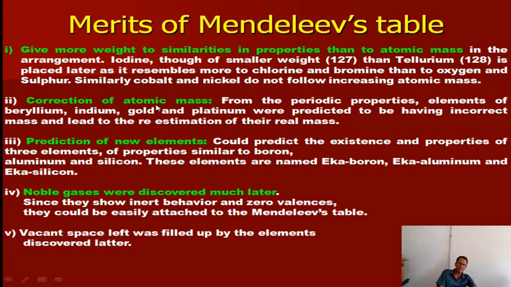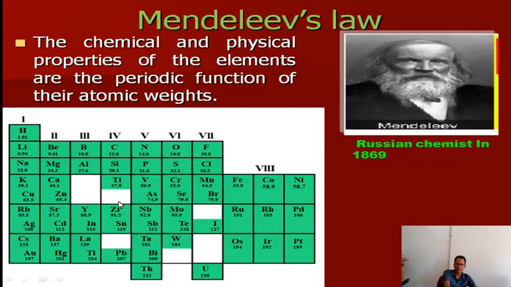And after his discovery, noble gases were also discovered later. Since they show inert behavior, zero valency, they could be easily attached to the Mendeleev table. That means due to their zero valency, they are separated from other elements. Then some vacant space was left. You see the table, some vacant space he left.